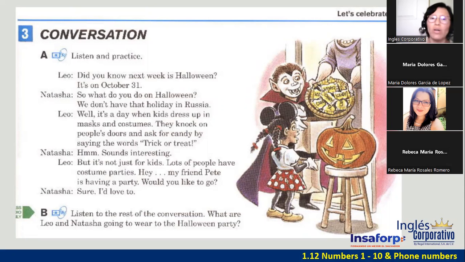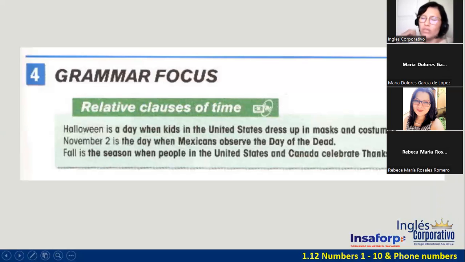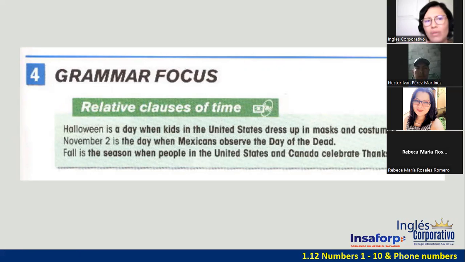Okay, so I was saying yesterday that today we were going to review clauses, okay? So we have one example that we took from the conversation to this other side over here where it says relative clauses of time, okay? Relative clauses of time. But, I mean, ¿qué es una clause? What is a clause, guys? ¿Qué es una clause? Cláusula. Una cláusula, okay.